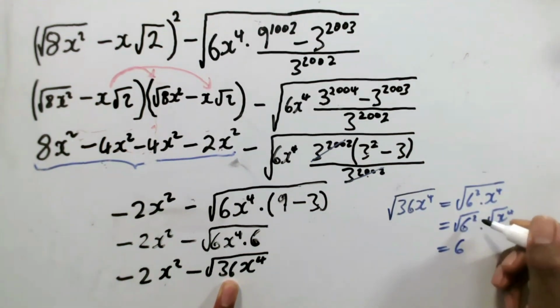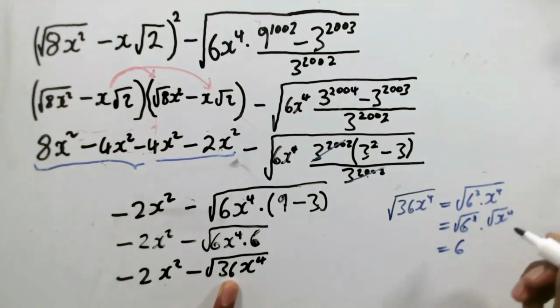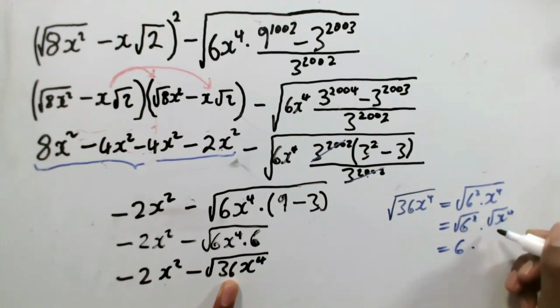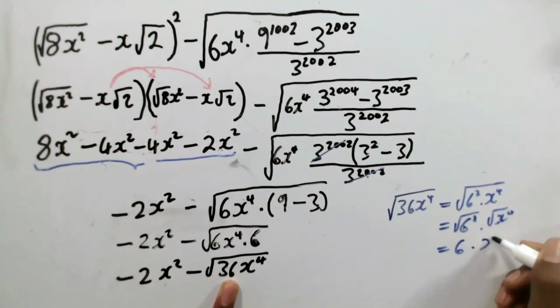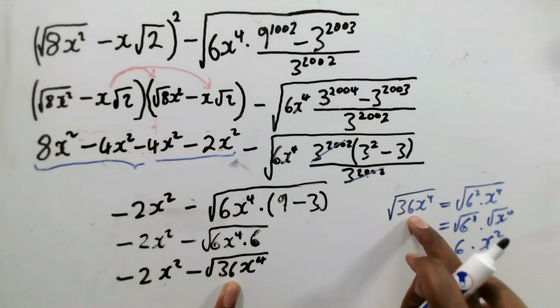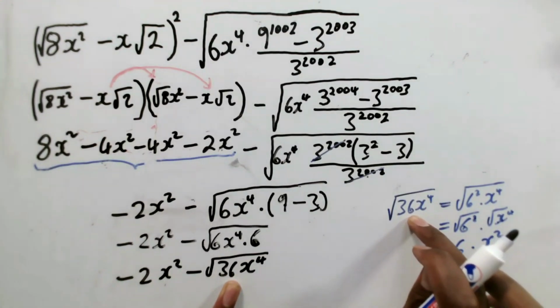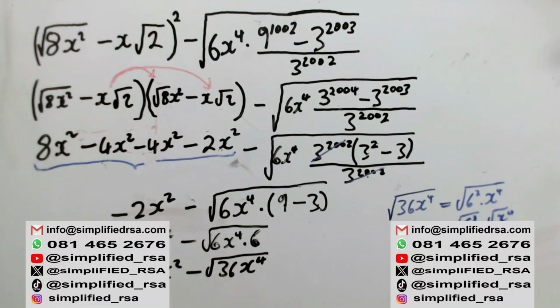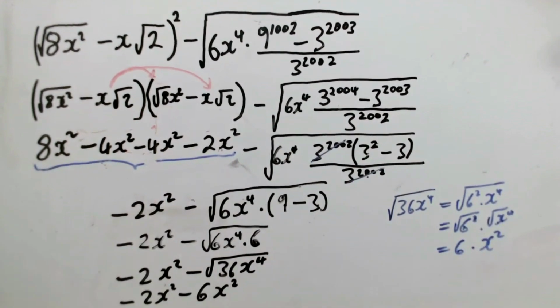Or even if it's 6 squared under the square root, it's just going to be 6 multiplied by x to the exponent 4. Square root of x to the exponent 4 is just going to be x squared. So meaning square root of 36x to the exponent 4 is the same as 6x squared, such that here I will have minus 2x squared minus 6x squared.